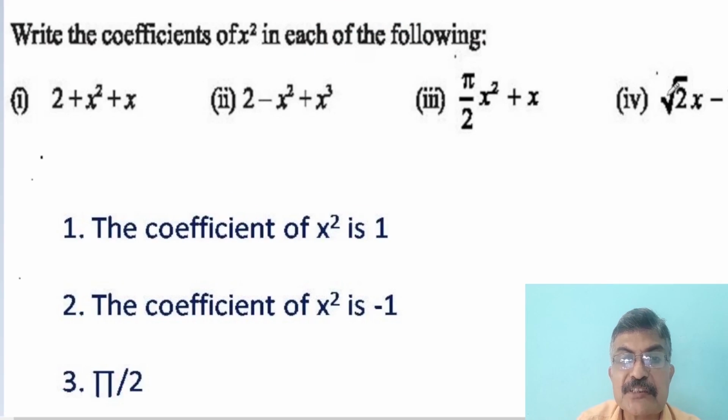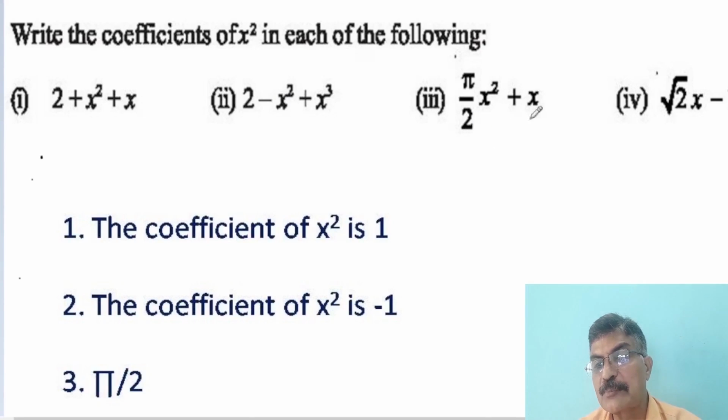Next, write the coefficient of x square in each of the following. Consider this mathematical expression, 2 plus x square plus x. We are concerned only about the term with x square. What's the coefficient here? Coefficient is the constant multiplied to a variable in a mathematical expression. Here it is 1. So the coefficient of x square is 1. Consider the second one, 2 minus x square plus x cube. Three terms are there, but we are concerned only about x square. So the coefficient of x square here is minus 1.